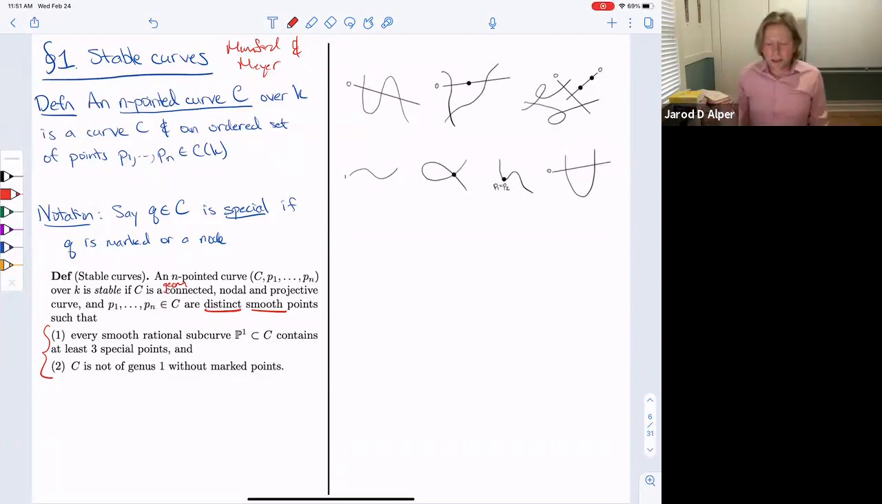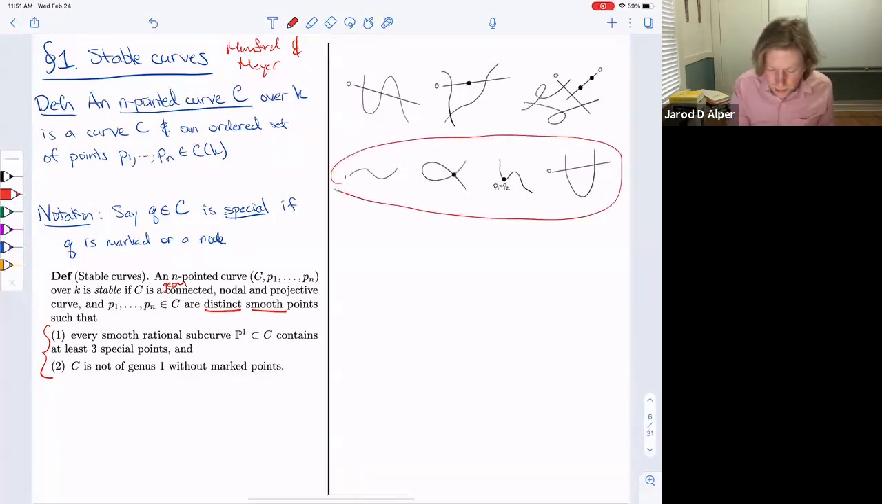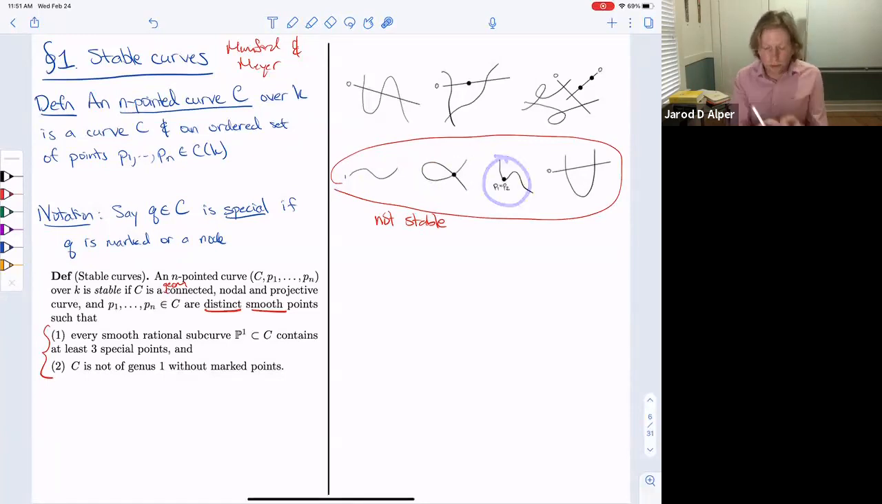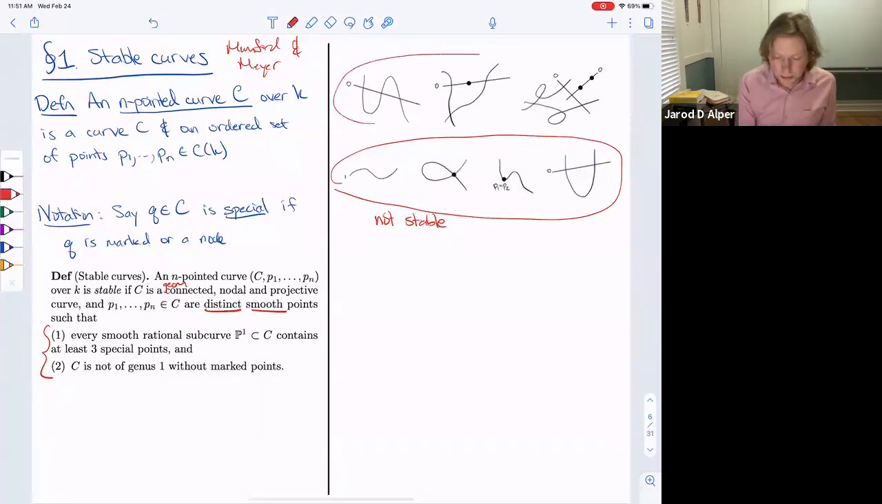I think it's best to look at this in the examples over here. Maybe we should first look at these bottom curves. These are all not stable. In this case, this is not stable because it's a genus 1 curve with no marked points. We don't want to include that. In this case, you've marked a node. You don't want to do that. In this case, your 2 marked points are equal. We want to disallow that. And here, we have a rational subcurve meeting the rest at only 2 points, and we disallow that. On the other hand, up here are all examples of stable curves.